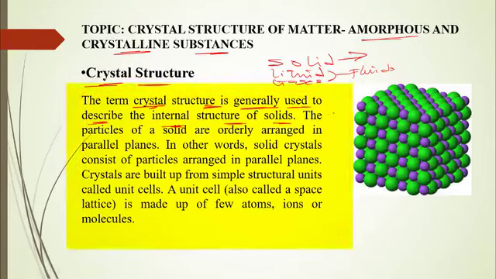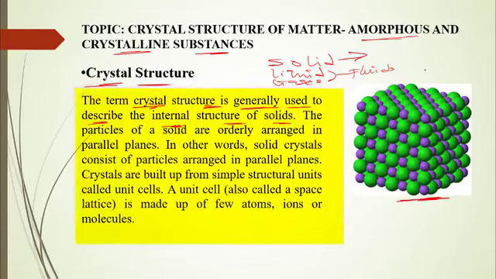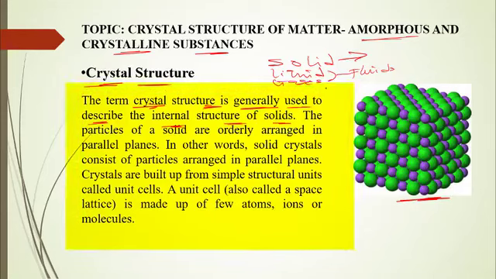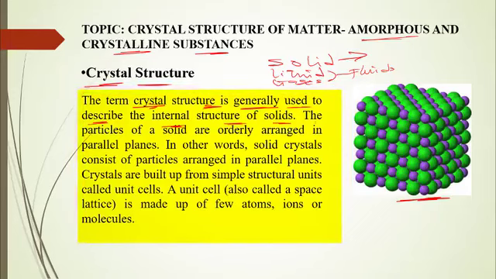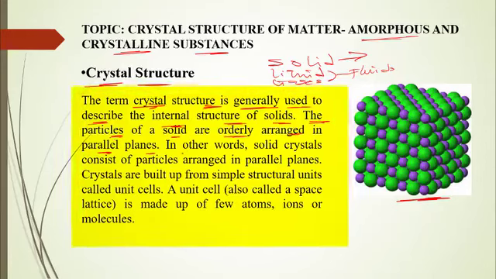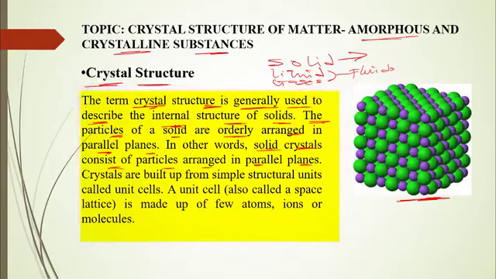And then we said liquids have intermolecular forces that are not so strong as that of solids, and gases on their own part have the weakest intermolecular forces because the molecules that make them up are so far apart from each other, but that they possess sufficient pressure. So you would notice from the diagram here that the particles of a solid are arranged orderly in parallel planes. So in other words, solid crystals consist of particles arranged in parallel planes.